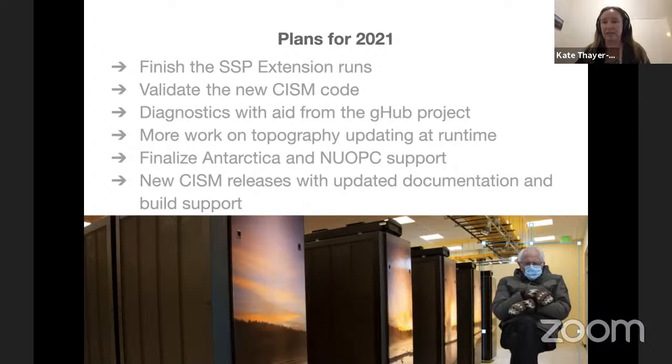And I see Heiko's hand is up. I'm willing to answer a question right now. Do you want to unmute yourself?